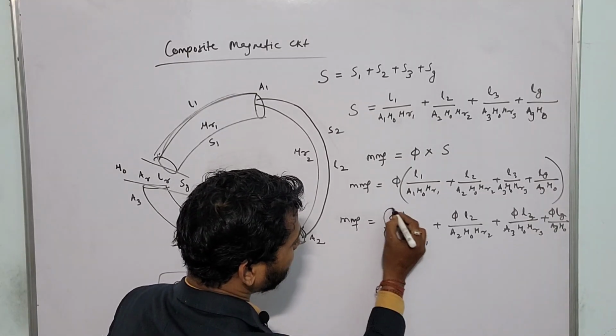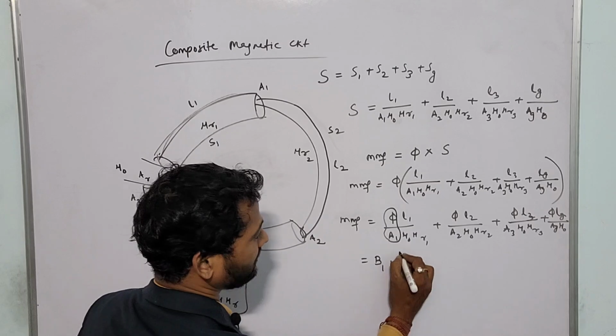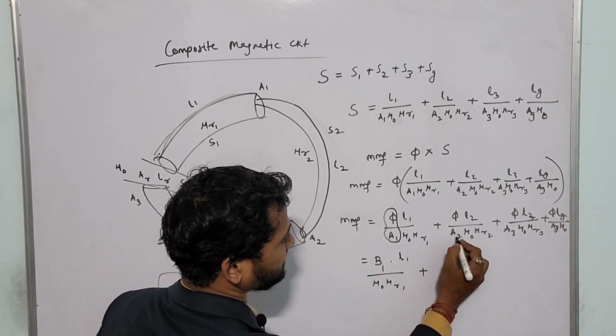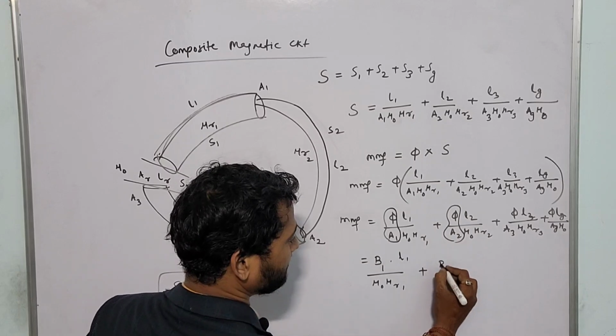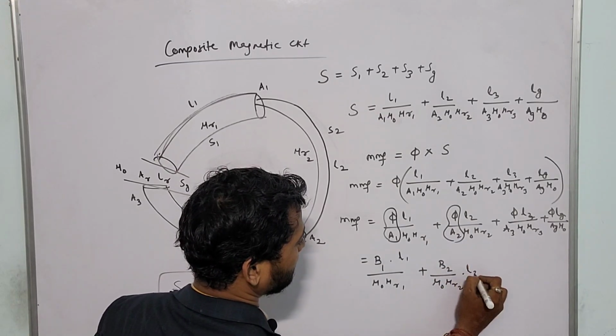Now phi upon A1 is nothing but B, मतलब B1 into L1 upon how much, mu naught mu R1, plus phi upon A2 क्या है, B2 मैग्नेटिक फील्ड, अपन क्या है, mu naught mu R2 into L2.